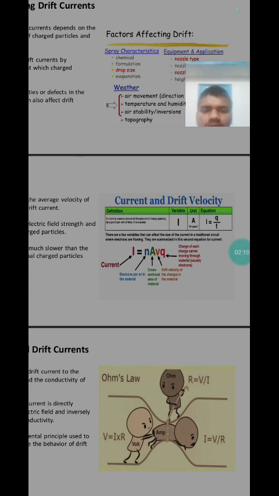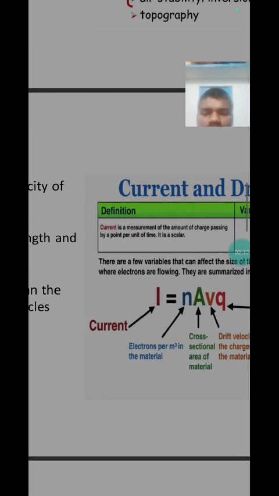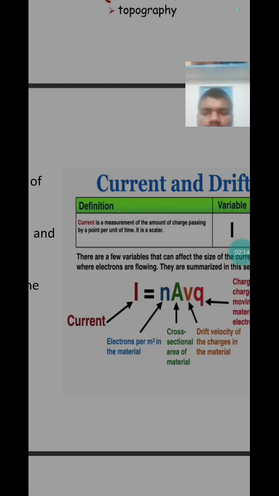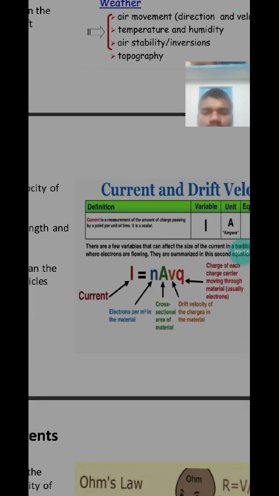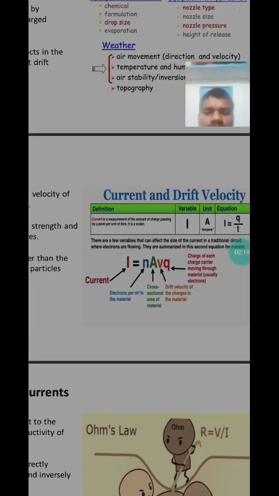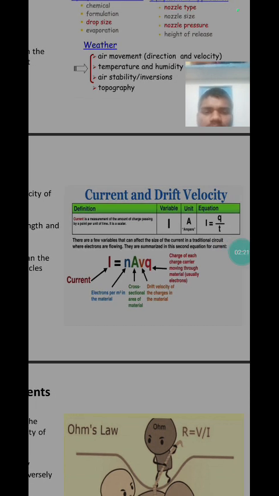Current and drift velocity. Definition: current is a measurement of the amount of charge passing by a point per unit of time. It is a scalar. Variable I, unit A, ampere. Equation: I = Q/t.